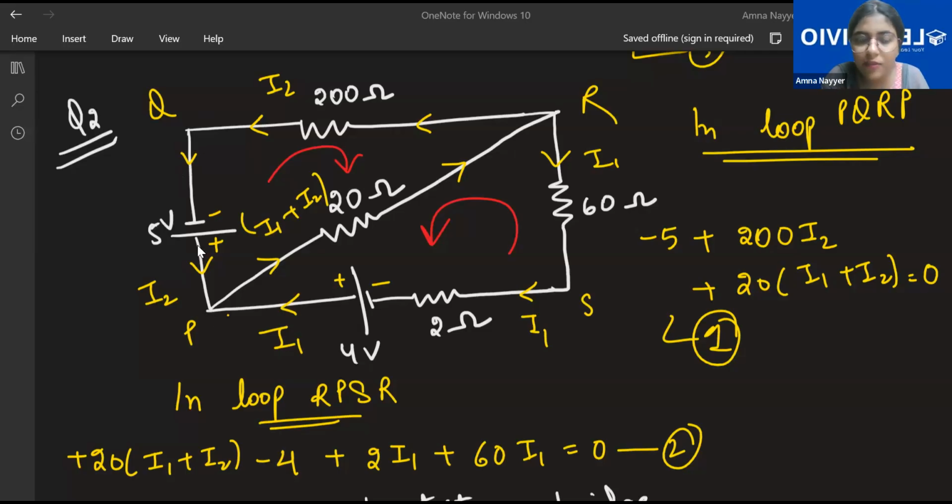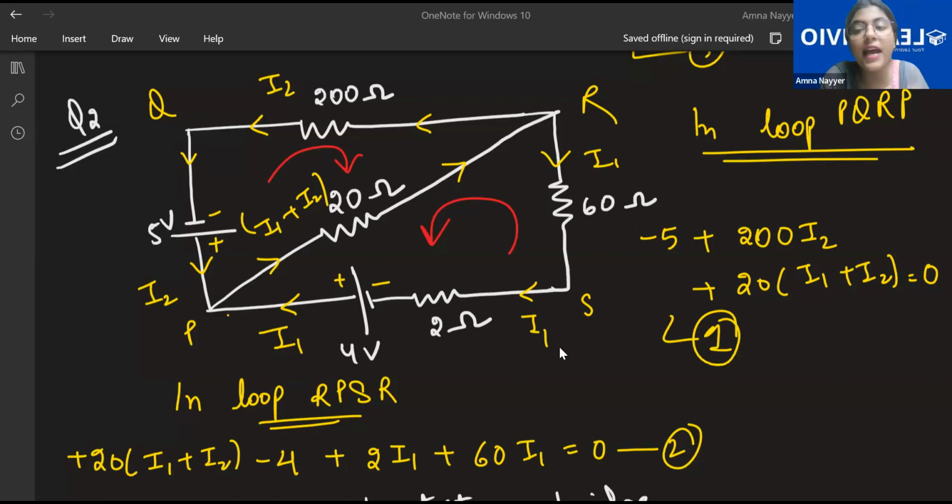When you are moving, if you see the higher terminal first, voltage will be negative. And if you see the lower terminal first, voltage will be positive. In none of the cases here did we see the shorter one first, so it was negative in both of the cases. This is how we go about the cells. Cells part is clear? Yes, ma'am.